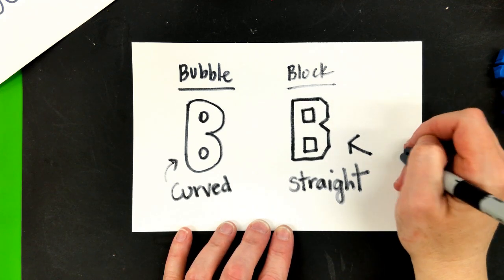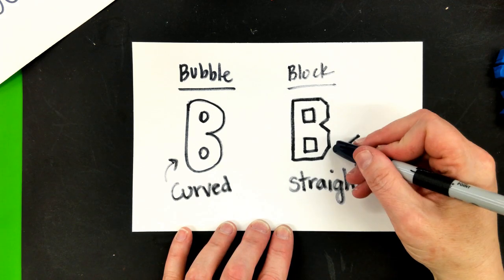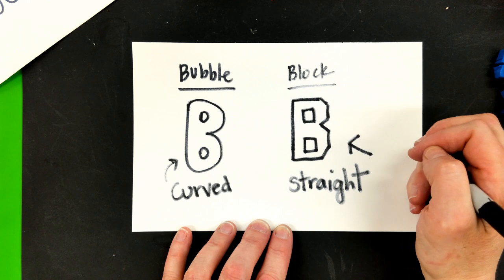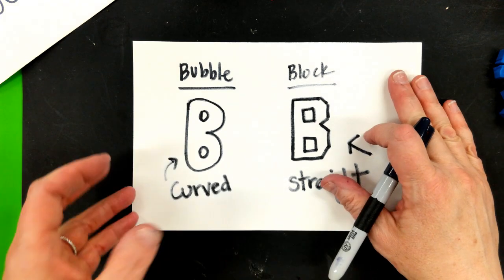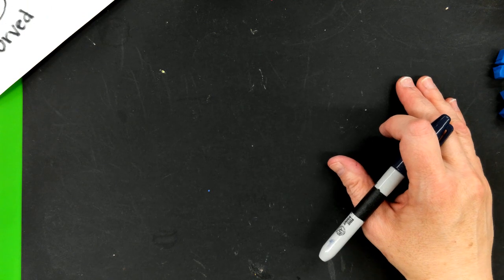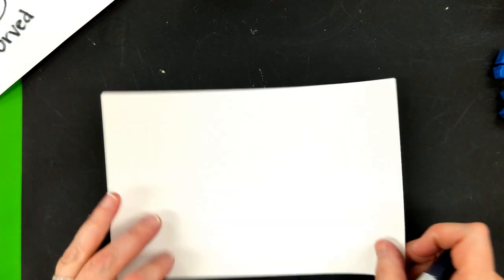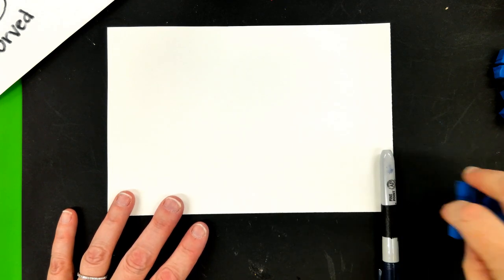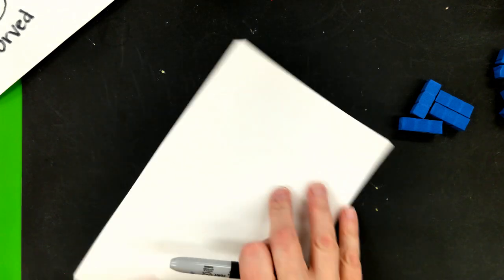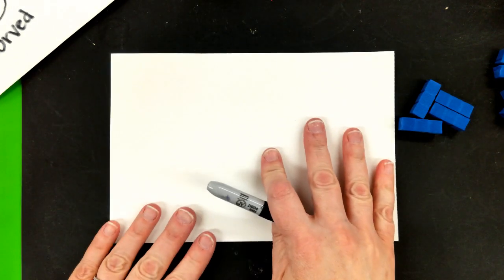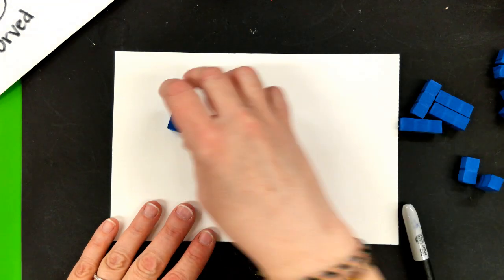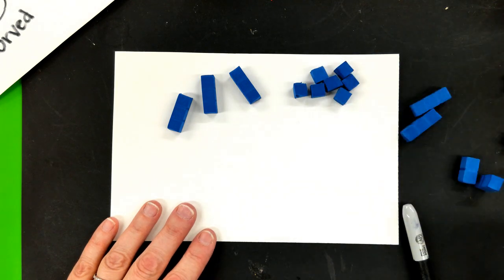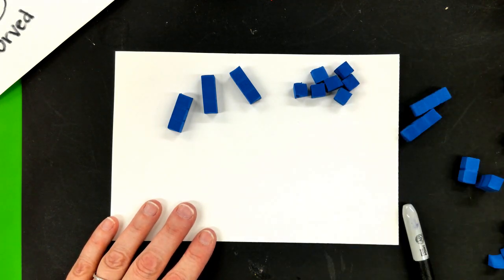And for the type of drawing that we're going to do, we need to know how to create block letters because we need those corners for our perspective drawings. So to start us off, I thought I would just get some shapes here and see how to construct a letter. I've got some straight pieces, some cubes, and some angled pieces that I'll need in a minute.